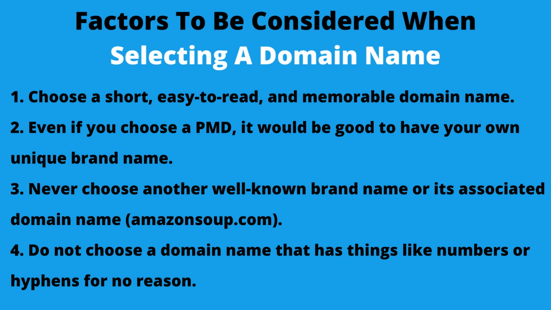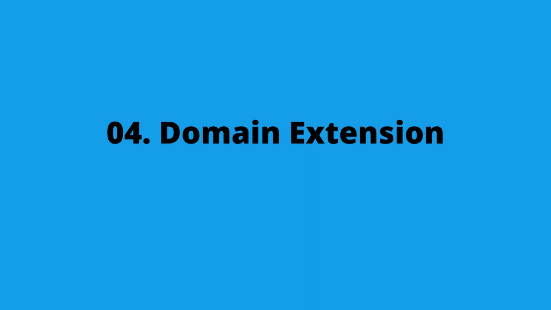These factors can also be taken into account while selecting a domain name. 1. Choose a short, easy-to-read, and memorable domain name. 2. Even if you choose a PMD, it would be good to have your own unique brand name. 3. Never choose another well-known brand name or its associated domain name, like www.amazonsoup.com. 4. Do not choose a domain name that has things like numbers or hyphens for no reason. I will put a link in the description for more details to consider when selecting a domain name. Refer to that link also.